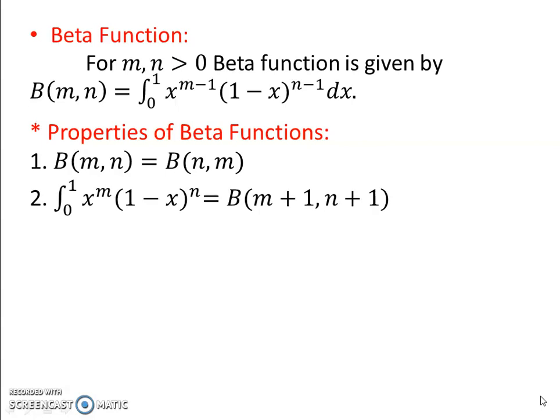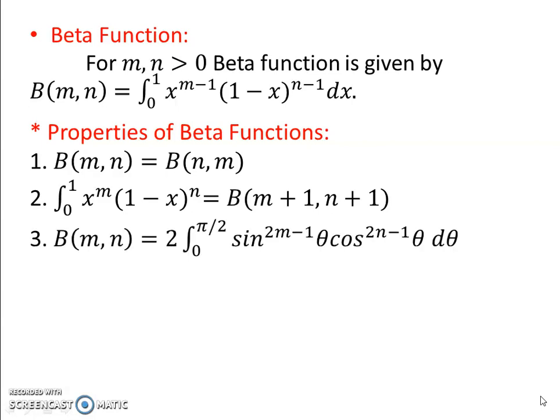Now, if you look at the definition again, integration 0 to 1 x to the power m minus 1, 1 minus x to the power n minus 1 gives us beta of m, n. So what will integration 0 to 1 x to the power m into 1 minus x to the power n give? This is nothing but beta of m plus 1, n plus 1. Usually this will be helpful for us while solving examples of beta function. Like if you want to find integration 0 to 1 x cube into 1 minus x to the power 4, by this rule we directly get it as beta of 4, 5.